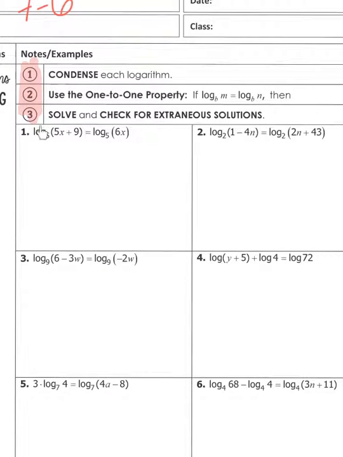So what you're going to do is drop the logs. Once you have a single log equaling a single log, you'll drop the logs and just set their arguments equal to each other. And then you'll solve, and you have to check for extraneous solutions. And the reason why you have to check for extraneous solutions is because, remember, the argument itself here and here cannot have a negative or a zero value. If it does, you can't take the log of it because it's undefined.